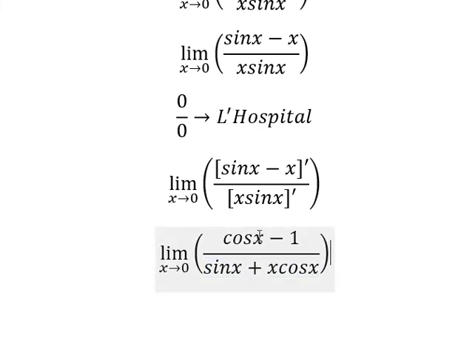So we put the number 0 here, here, and here. We have 1 minus 1, which is 0. This one we also have 0. So we continue with this one.